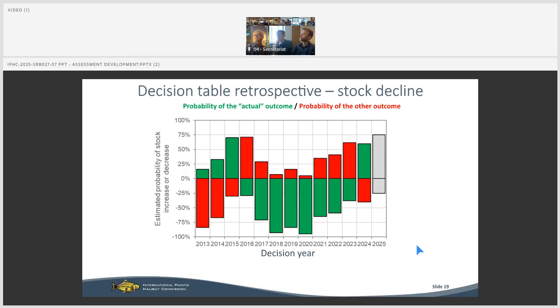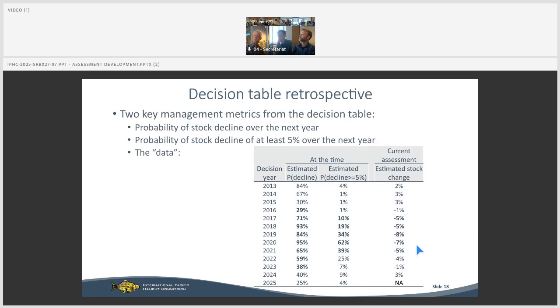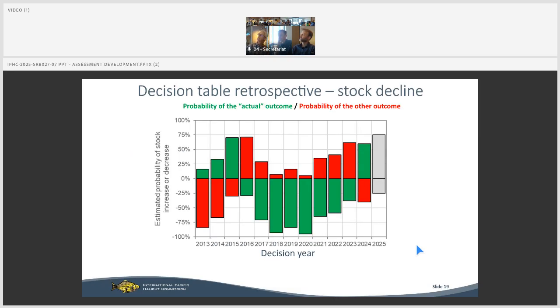The way to interpret this is, for example, in 2013, and I'll go back here to give you the actual value, we only had a 16% chance that the stock was going to increase. But in retrospect, we think it actually did increase in that year. The probability that the stock was going to increase went up in each of the next 2 stock assessments. And in fact, the stock was increasing over that time period. Then the stock decreased in 2016, but we still estimated a fairly high probability that it was going to increase.